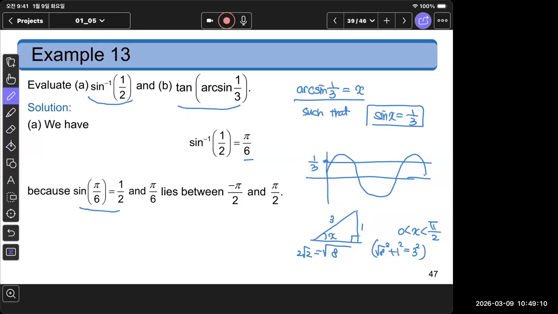If that's the case, what will be the tangent value? Tangent represents the ratio between the opposite and the base. So from this, the tangent of x will be 1 over 2 square root of 2, or 1 over square root of 8. That will be the tangent value. So we can find the tangent value in B when arcsine of 1/3 is given as the angle.